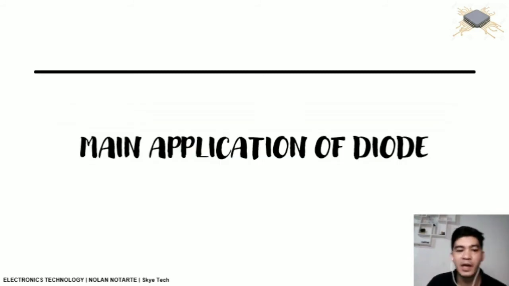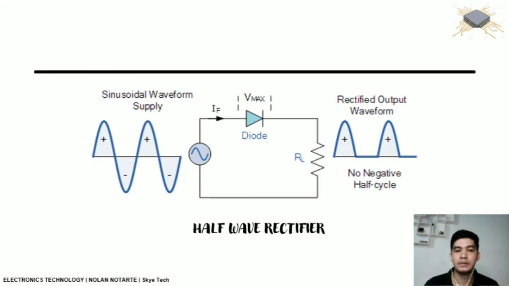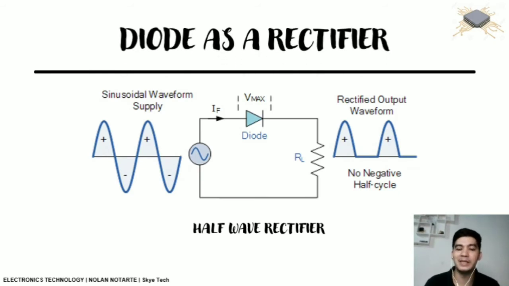Okay, so now move on tayo din sa main application of diode. Of course, maraming gamit ng diode. So, ngayon mag-focus lang tayo sa isa sa pinaka-importanteng application ng diode. Isa po sa pinaka-importanteng function ng diode is a diode as a rectifier, to rectify alternating current voltage.